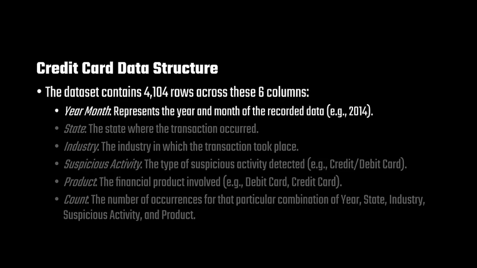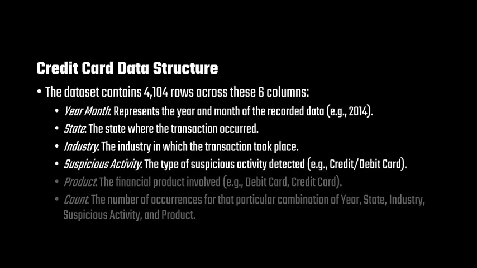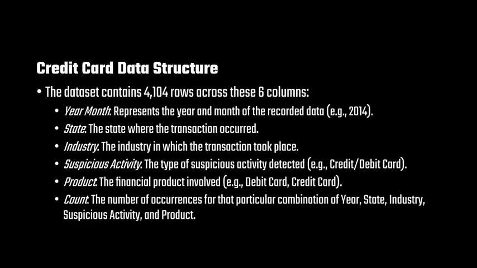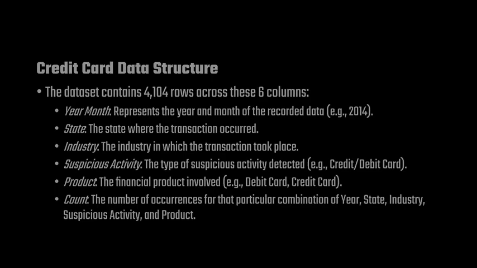Year, month, represents the year and month of the recorded data, for example, 2014. State, the state where the transaction occurred. Industry, the industry in which the transaction took place. Suspicious activity, the type of suspicious activity detected, for example, credit or debit card. Product, the financial product involved, for example, debit card, credit card. Count, the number of occurrences for that particular combination of year, state, industry, suspicious activity, and product.